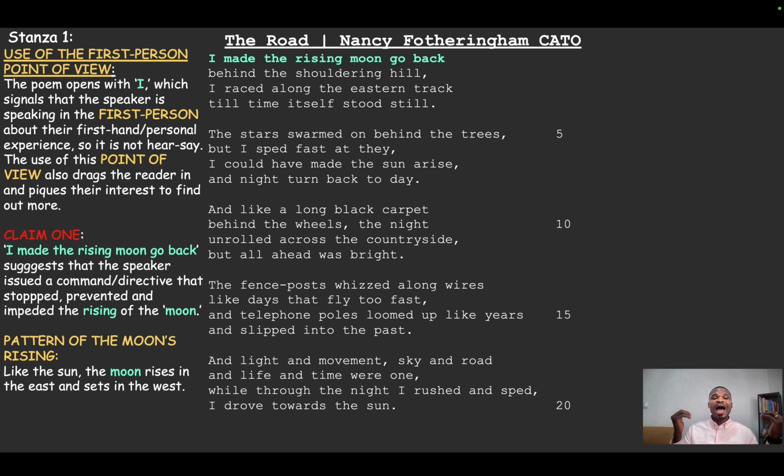Now, look at the first claim that the poetic voice makes. He says, I made the rising moon go back. So this suggests that the speaker issued a command or a directive that stopped or prevented and maybe also impeded the rising of the moon.